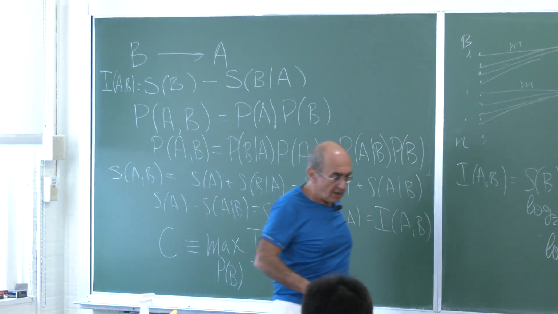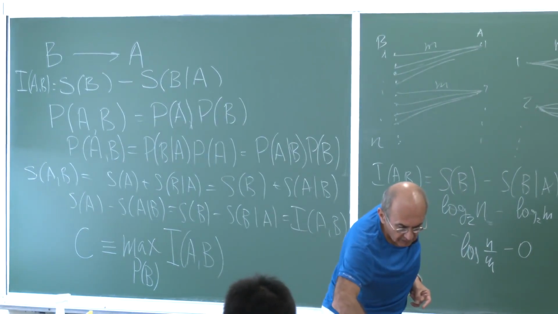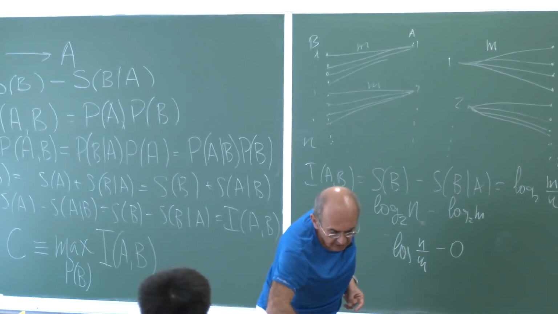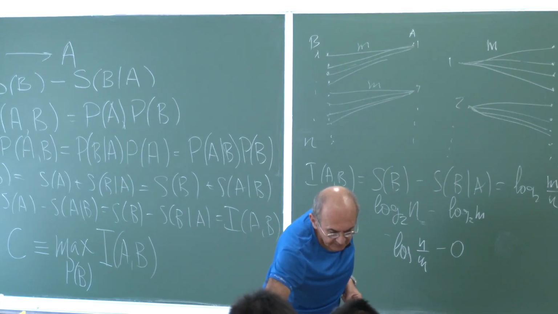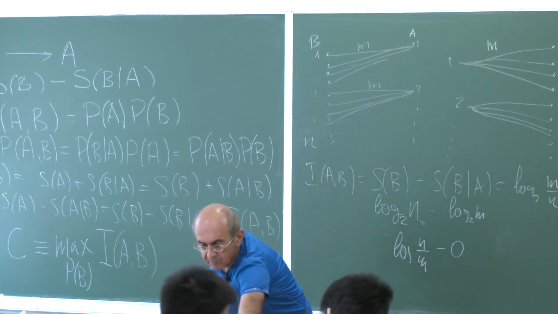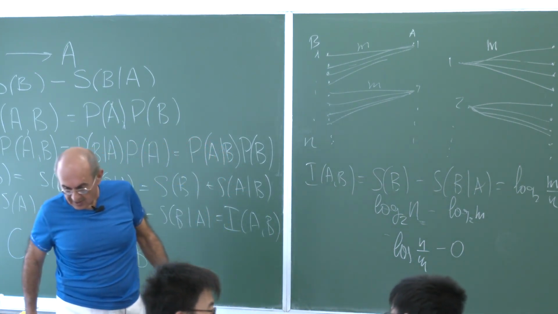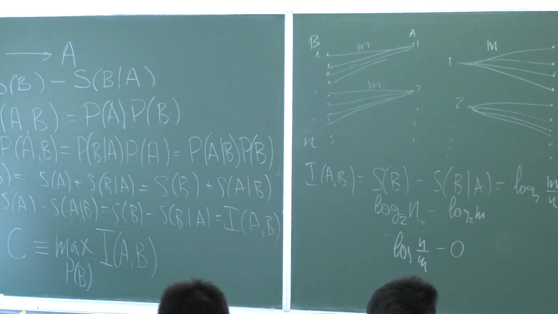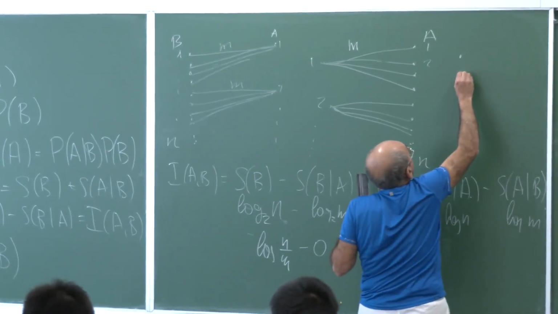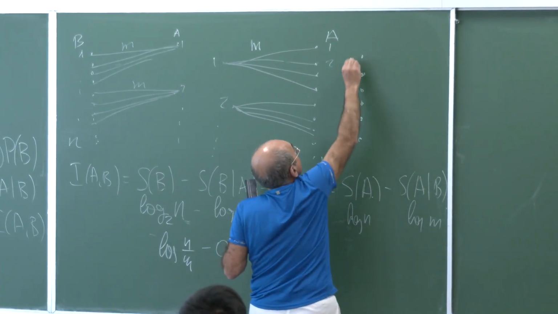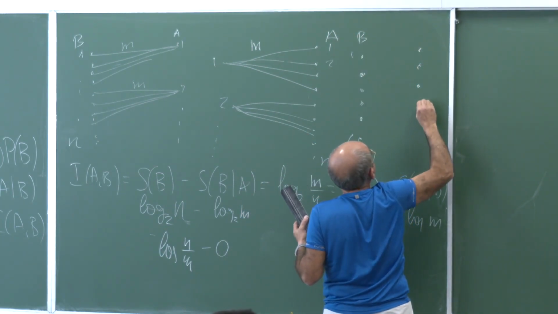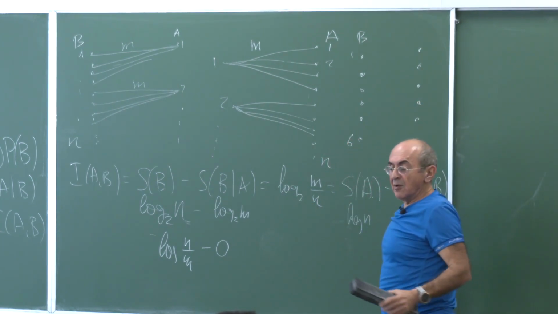Okay, good. Let's now ask a little bit more sophisticated question. Where is my picture? Yeah, here we are. No, that's not it. Where is my eraser? Here it is. So now I want it to be like this. 1, 2, 3, 4, 5, 6. This is my B. This is my A. It also has 6. Okay? But we'll do it like this.